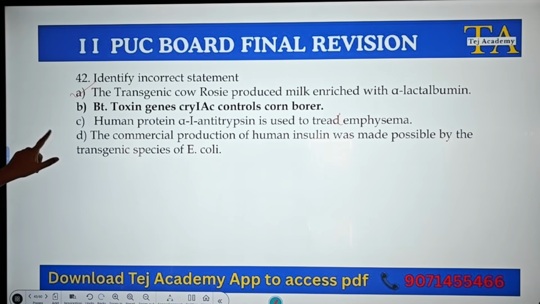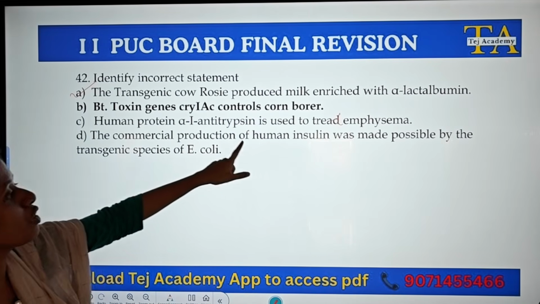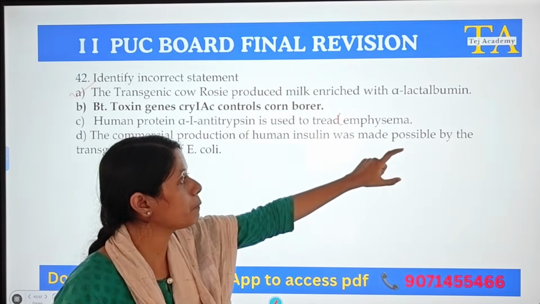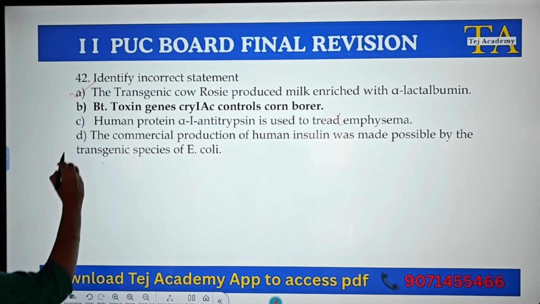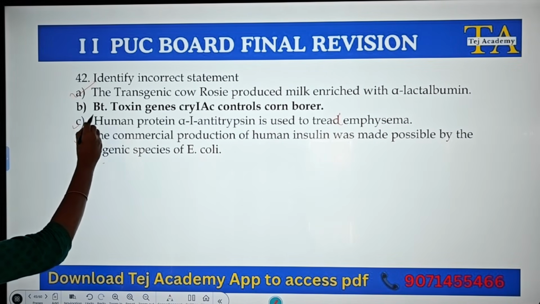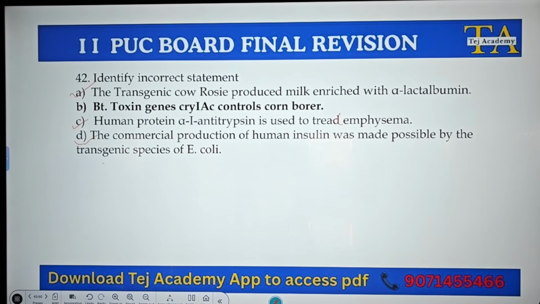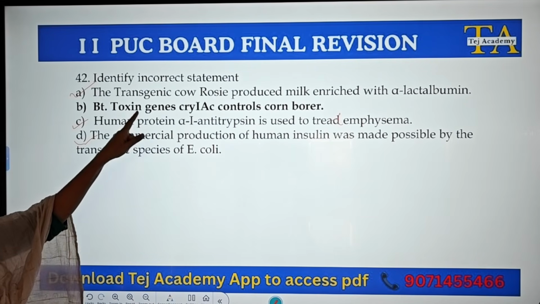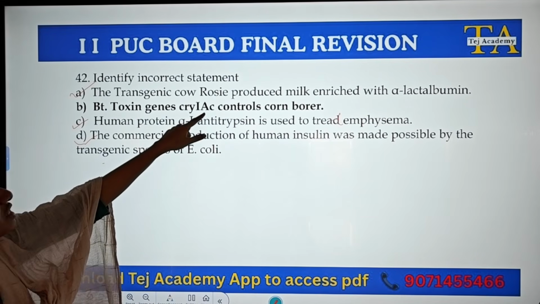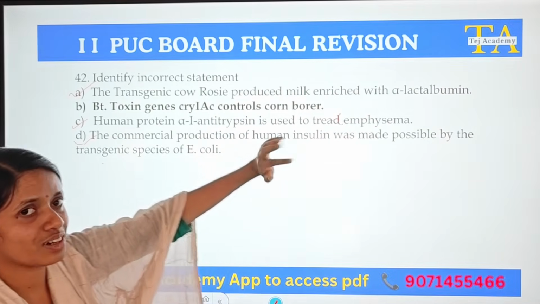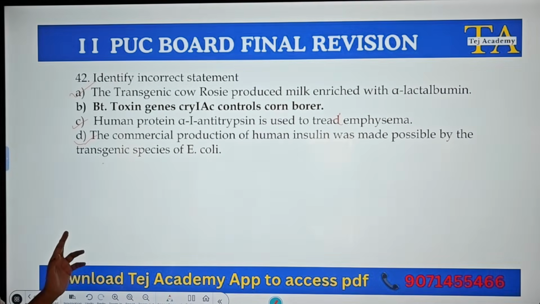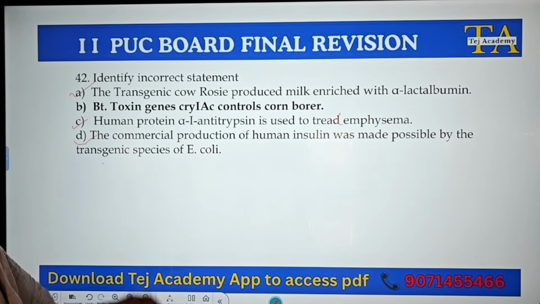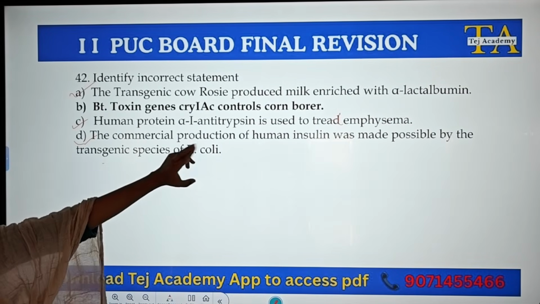Next, D. The commercial production of human insulin was made possible by the transgenic species of E. coli. This is also a correct statement. And we should know that Bt toxin gene Cry1AC controls corn borer. That is not a correct statement. Cry2AB or Cry1AB, that is the one that controls corn borer.